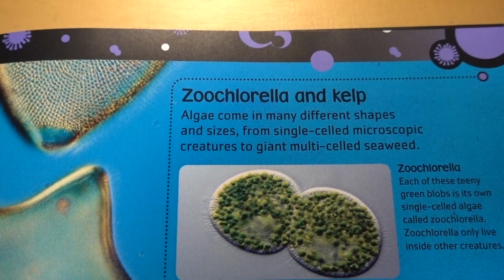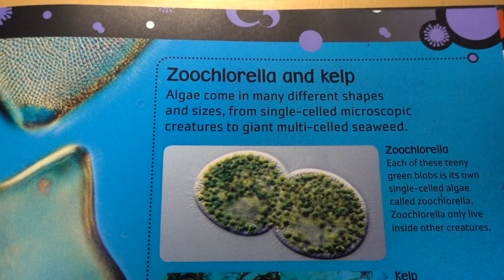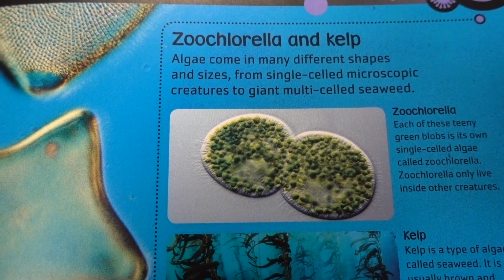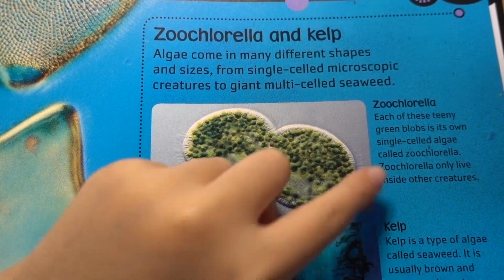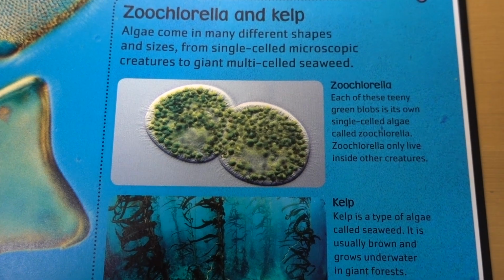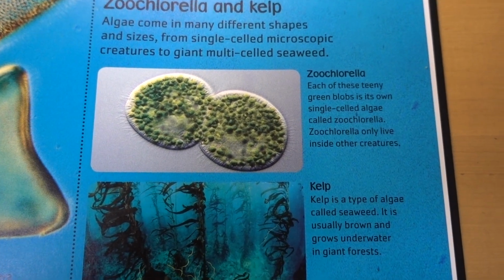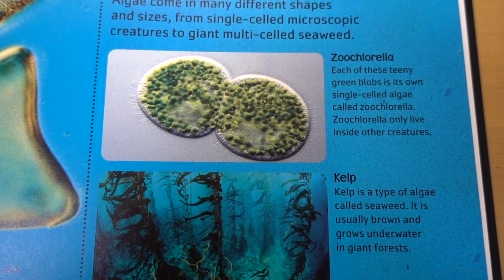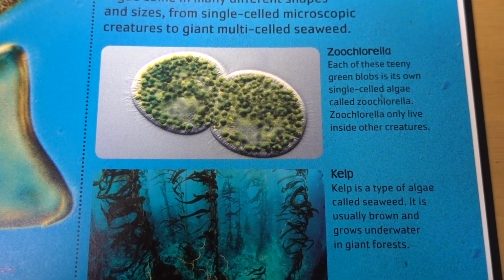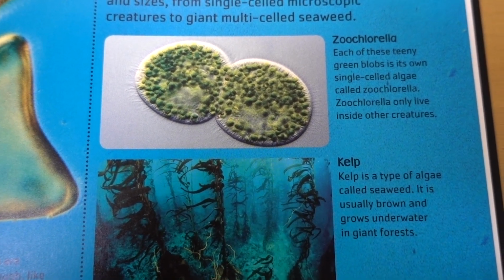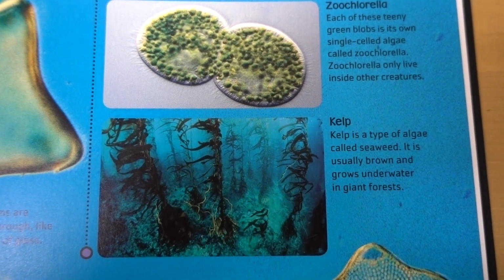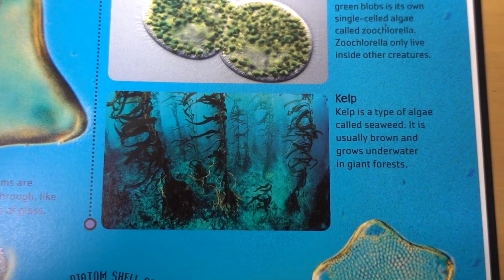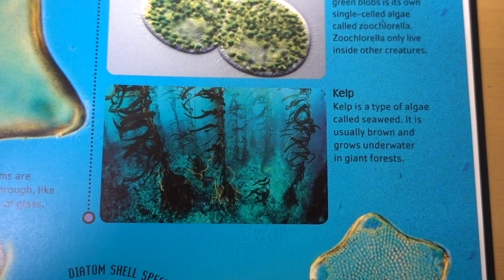Chlorella and kelp. Algae come in many different shapes and sizes, from single-celled microscopic creatures to giant multi-celled seaweed. Each of these teeny green blobs is its own single-celled algae, called Chlorella. Chlorella only live inside other creatures. Kelp is a type of algae called seaweed. It is usually brown and grows underwater in giant forests.